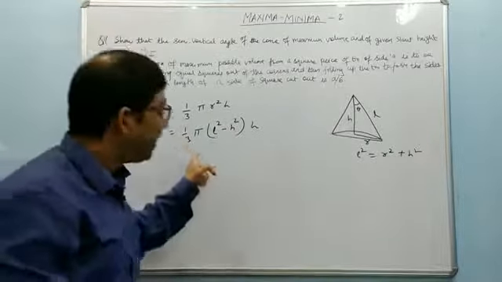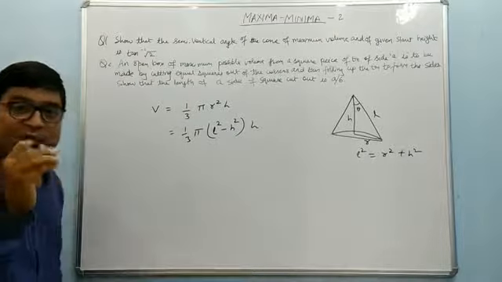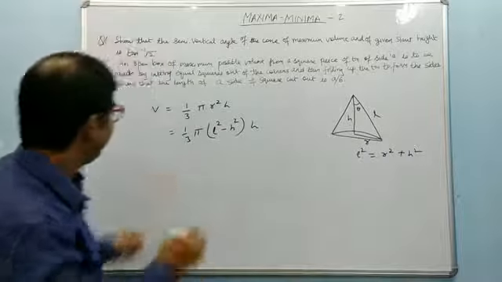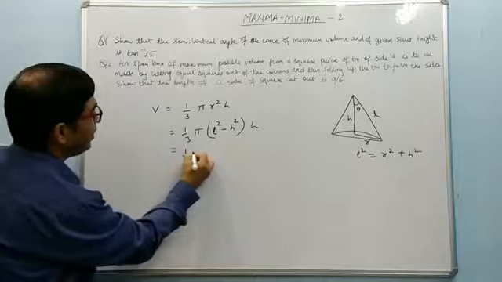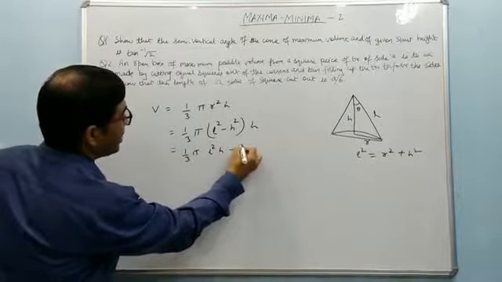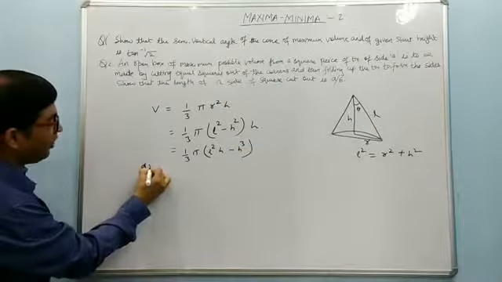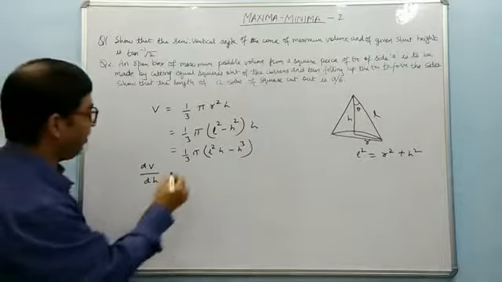Step number 2, get rid of the extra variable. Step 2 is over. The third step is we have to differentiate with respect to the leftover variable. Now just a little bit of simplification gives us 1 by 3 pi L square H minus H cube. Okay, now step number 3, we have to differentiate with respect to H, the leftover variable.